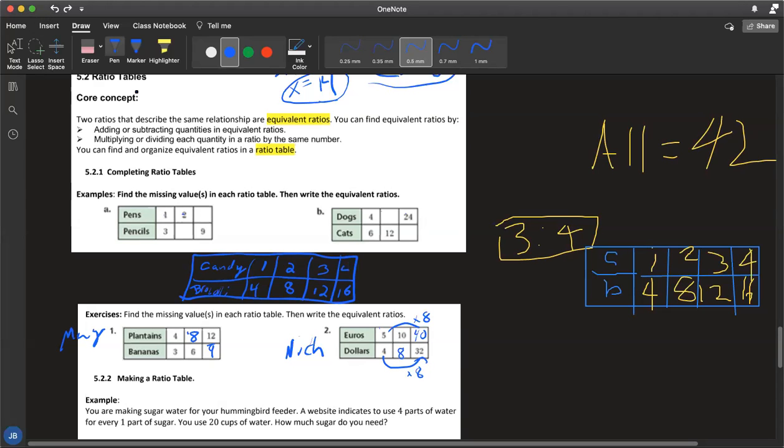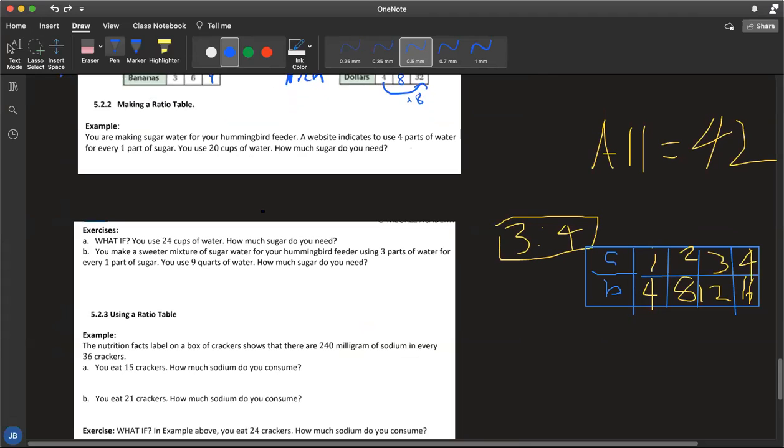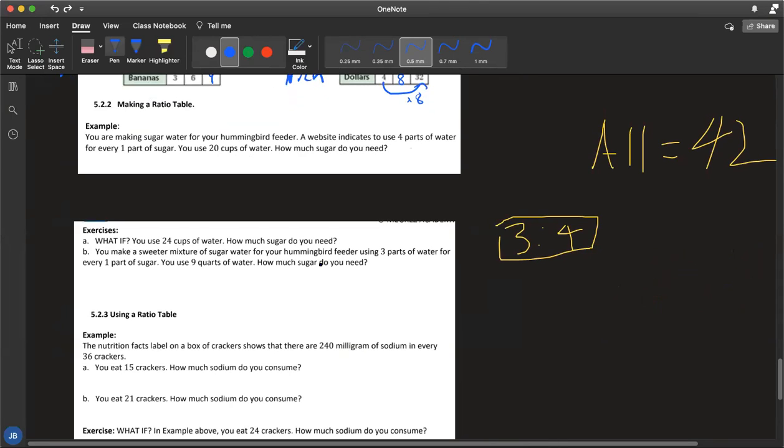Awesome. Okay. So now we'll make a ratio table. You're making sugar water for your hummingbird feeder. A website indicates to use 4 parts of water for every part of sugar. So 4 parts of water per sugar. So I'm going to say water and I'm going to say sugar. And it says we need 20 cups of water. So I know this is an easy one. 4 goes into 20 5 times. So times 5. So I do the same to the bottom, times 5, and I get 5 parts of sugar. Easy, right?